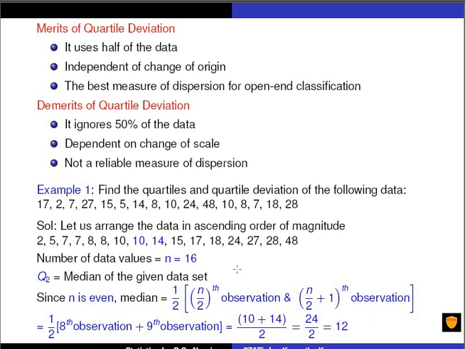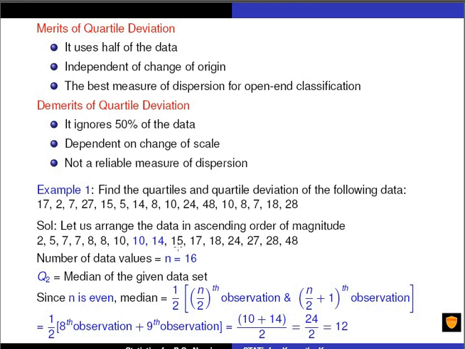Now, how do we find quartile deviation in a data set? I have given this example to find the quartiles and then the quartile deviation for this data. The data given is raw, ungrouped data. For ungrouped data, first we have to arrange the data in either ascending or descending order of magnitude. Then we see how many observations are present within the data. There are 16 observations, which means an even number of observations.